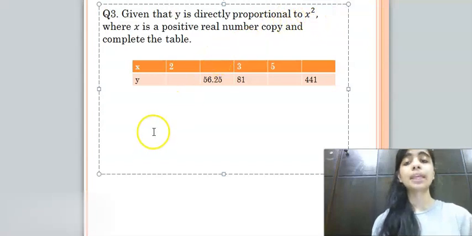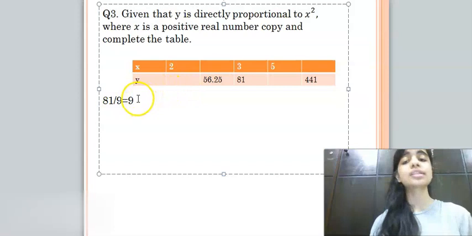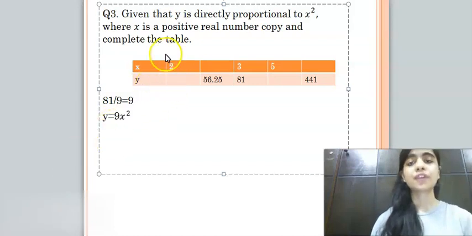So what will be my k? I can find it from here. My y is 81 and my x is 3. So my x square will be 9. So 81 divided by 9, which is 9. So my k value is 9. Now I will use this k value to find all my other values. And let's write my equation also. So my equation is y is equal to 9x square.